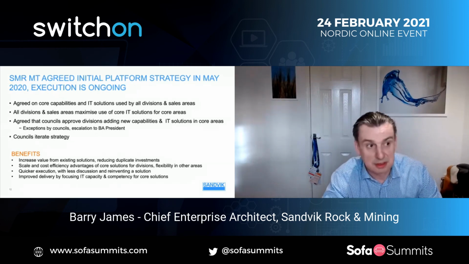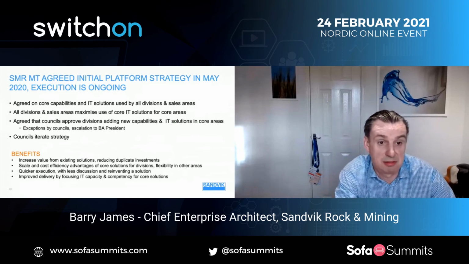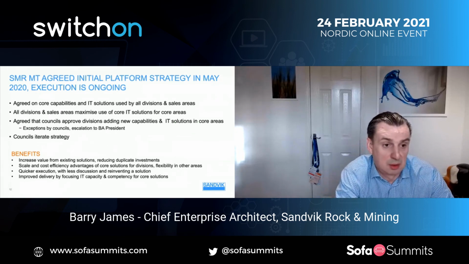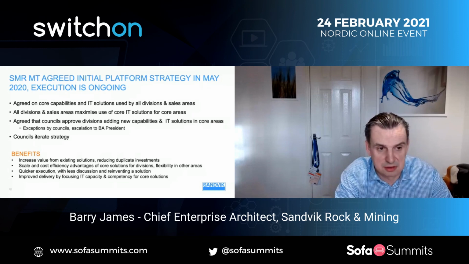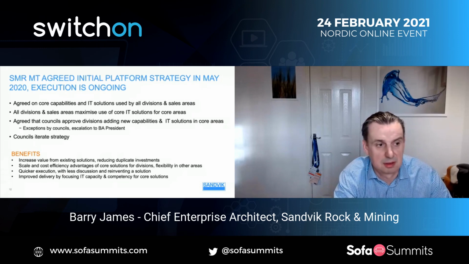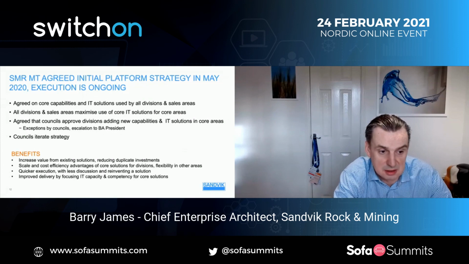So finally, what did we agree? This was what we agreed in May of this year. We agreed on the core capabilities. We agreed that we're going to maximize the use of these solutions. And we agreed that the cross-division business councils that we have will approve changes. And actually, they will own the strategy for those different platforms and areas. And then ultimately, we need to iterate this.